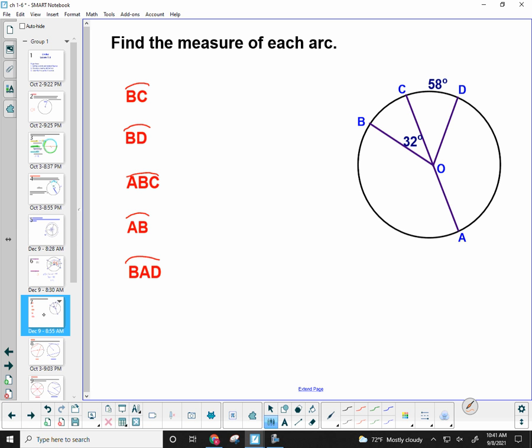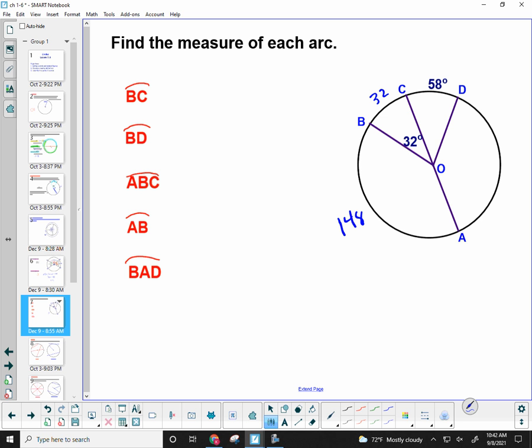Next problem says find the measure of each arc. So you have a couple things labeled over there. With circles, if they label a point in the center here, it's typically the center of the circle. So this is circle O. So I know then that this is going to be a semicircle. I know this is going to be a semicircle. If this is 32, I know this has to be 32. I like to find all my arc measures and then answer my questions. But I think it's easier sometimes. So if this is 180 and I take away 32, what do I get?